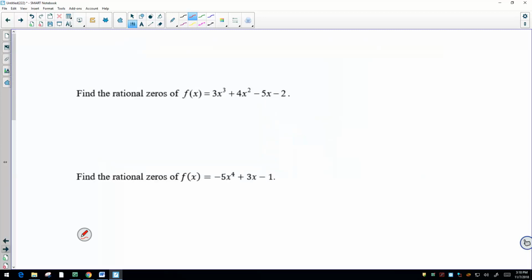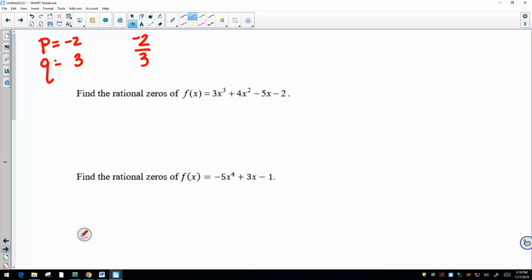So if we're on the back and we're looking at finding the rational zeros, the first thing I'd want to do is identify the p-value and the q-value. The p-value is the constant, -2. Your q-value is your leading coefficient, which is 3. And we are going to make a fraction. So I have -2/3. And then we're going to find the factors of these.